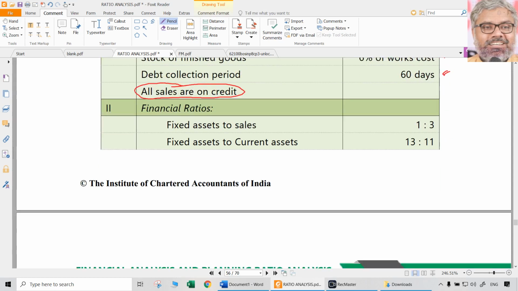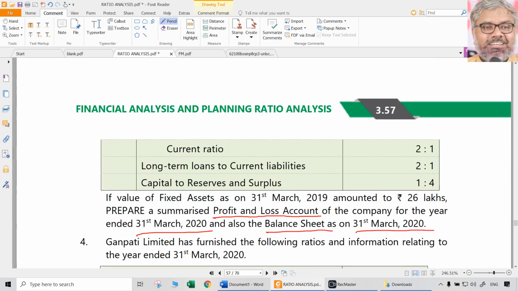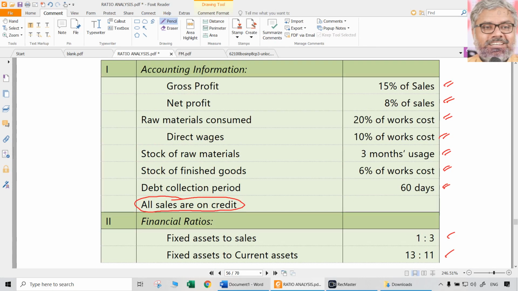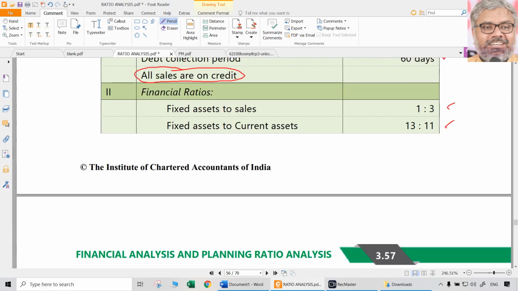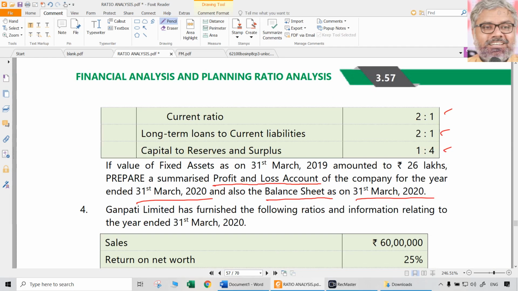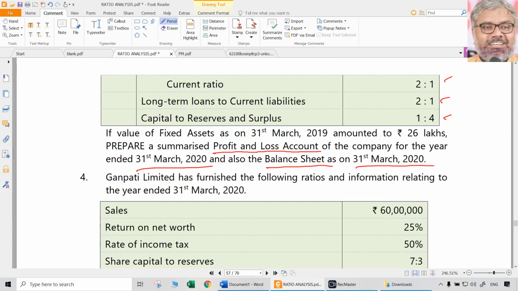Even financial ratios are given. Fixed assets to sales, that means fixed assets divided by sales. Then fixed assets divided by current assets. Then the current ratio is given. Then long-term loans to current liabilities is given. Then capital to reserves and surplus is given. Again, all are ratios. So far in this entire information, none of them is one amount expressed in rupees. All are ratios and relationships.